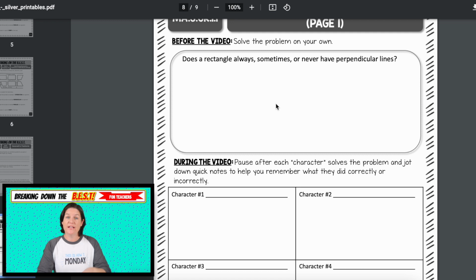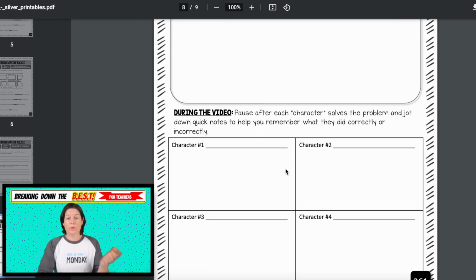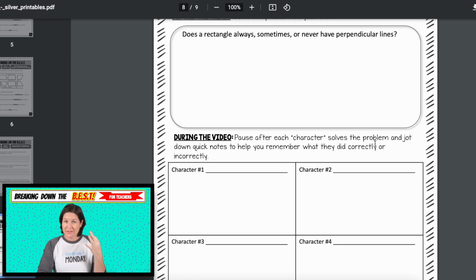So students will solve that either on their own or with a small group in your class, and then they will watch as 4 characters solve that same problem. 3 of the characters are going to make a mistake that students commonly make with these types of problems or with this skill, and only 1 character solves it correctly. So students have to listen really carefully as each character, which is really just me dressed up in these silly costumes, as each character reports how they arrived at their solution.